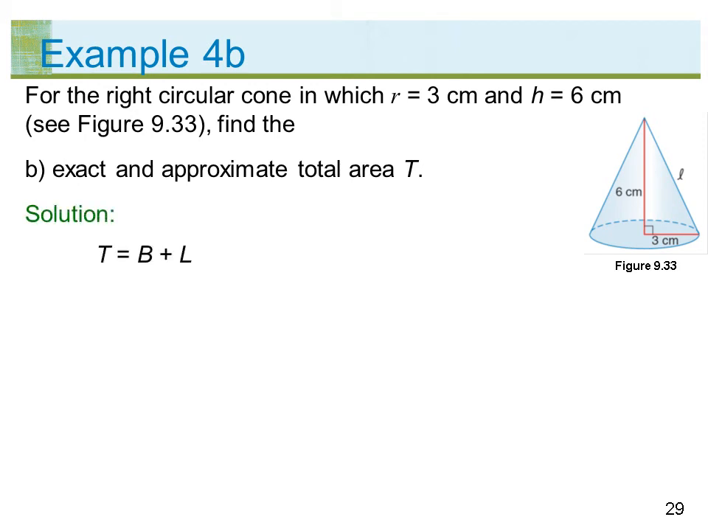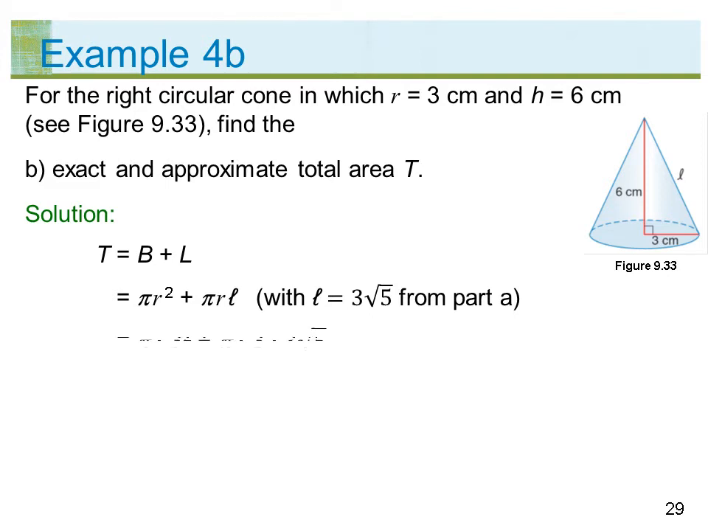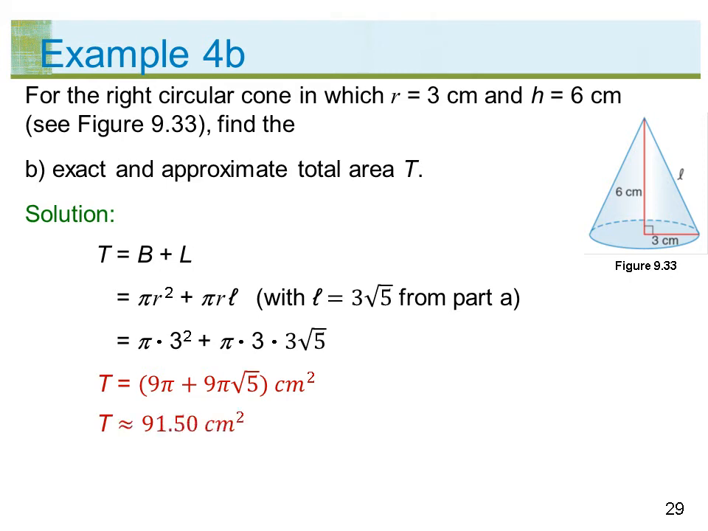Solution. Capital T equals capital B plus capital L, equal to πr² plus πrL, with L equal to 3√5 from part A, equals π times 3² plus π times 3√5. Capital T equals the quantity 9π plus 9π√5 centimeters squared. Capital T is approximately equal to 91.50 centimeters squared.